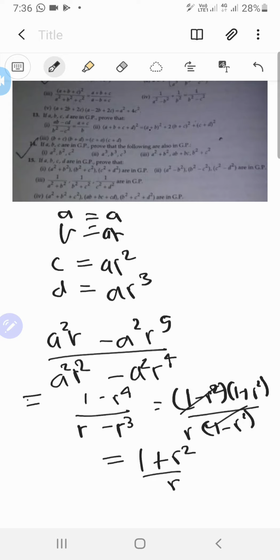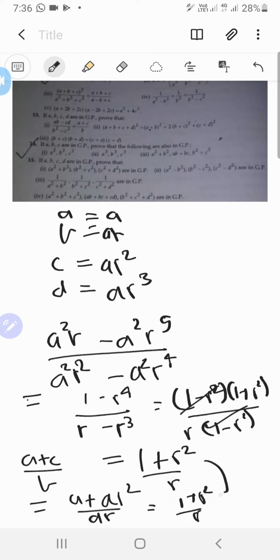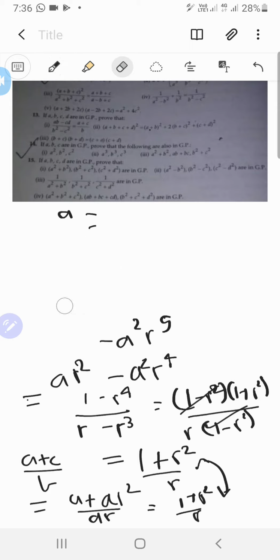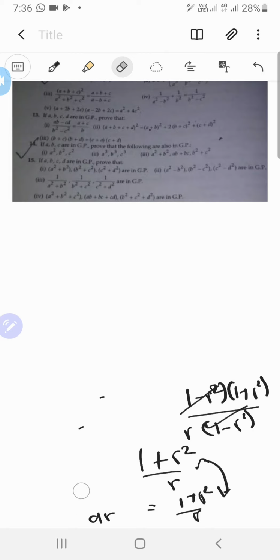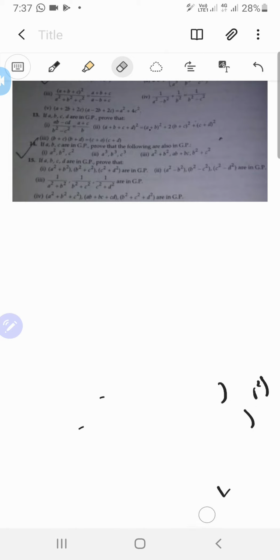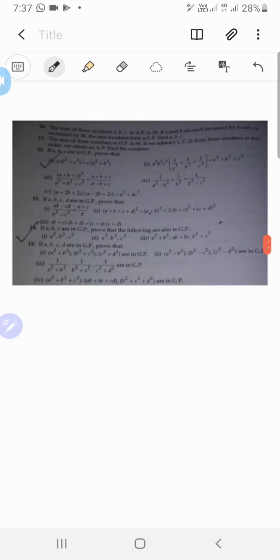And what is the right hand side? A plus C upon B. C is A into R squared, and B is AR, which is obviously 1 plus R squared upon R. So yes, these both are equal. So that's a good equation. This is perfectly correct. Go to the next one, which is A plus B plus C plus D whole squared. Okay, let's just do this now.